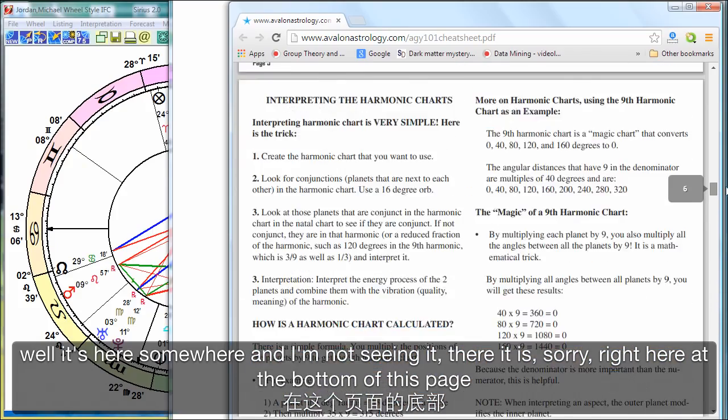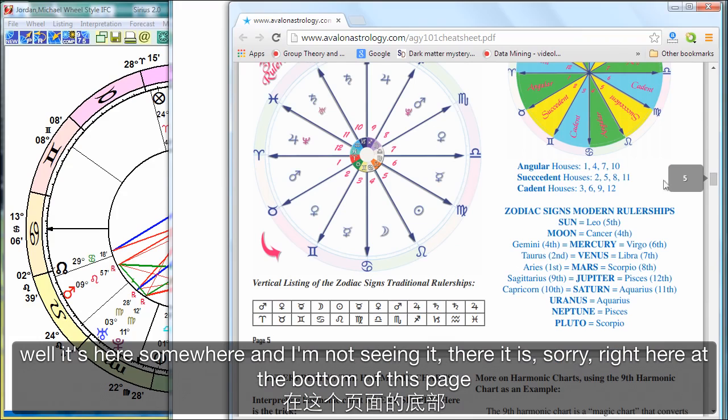Well, it's here somewhere, and I'm not seeing it. There it is. Sorry. It's right here at the bottom of this page.